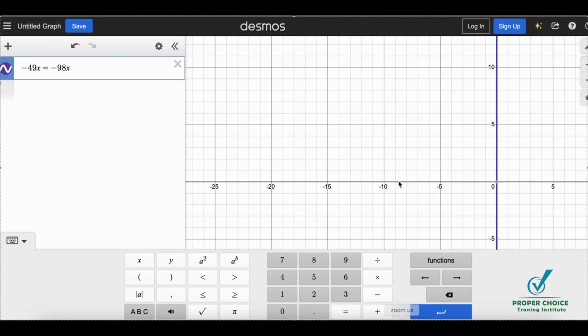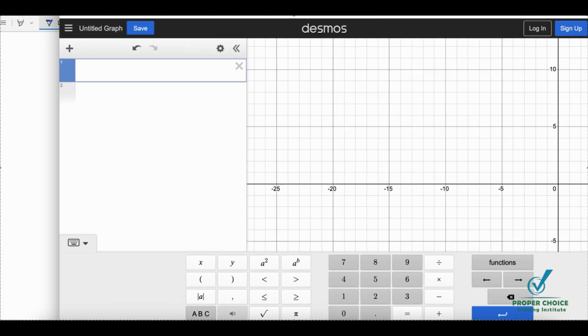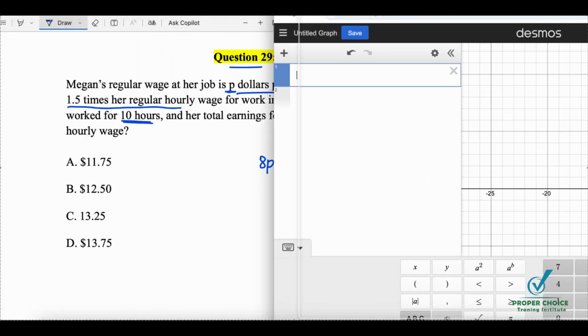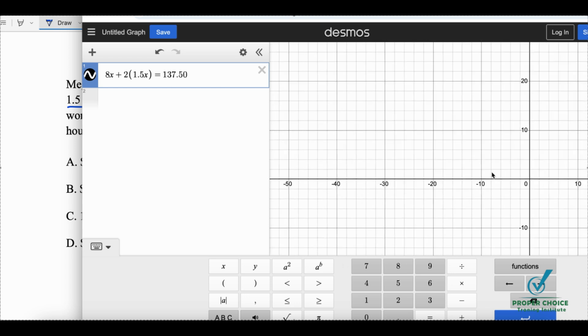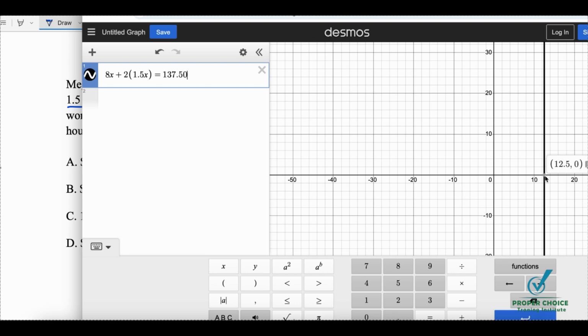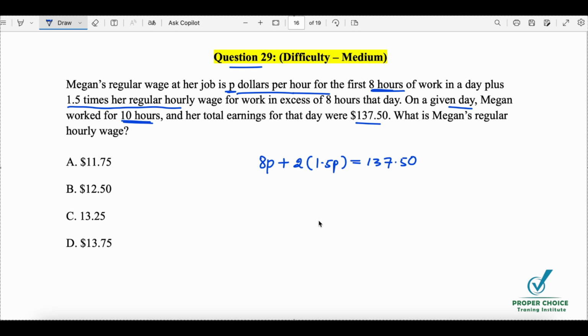As I told you, while typing it on Desmos, please type it in terms of x. So you can write the equation as 8x plus 2 times 1.5x is equal to 137.50. That gives me a value of p which is equal to 12.5. So she is charging $12.5 per hour, which makes sense with option B.